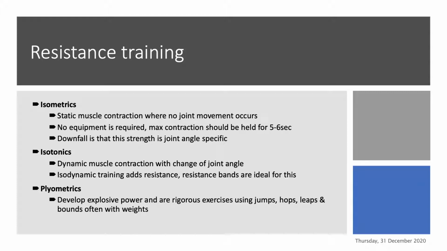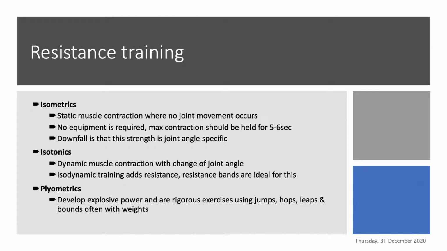So there are 3 types of resistance training: isometrics, isotonics, and plyometrics. Isometrics is static muscle contraction where no movement occurs. So the best way to work in isometrics, since it's just static muscle contraction, is to actually hold it at different heights. So if I'm going to do a bicep curl, actually hold it maybe a little bit bent, at 25 degrees and then 45 degrees.